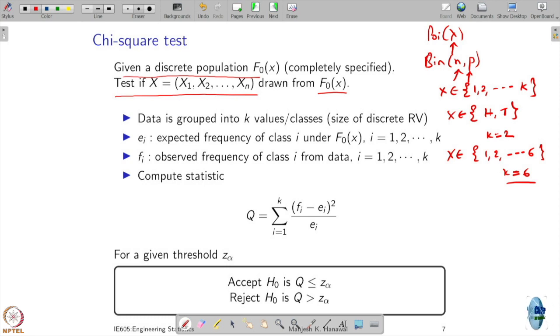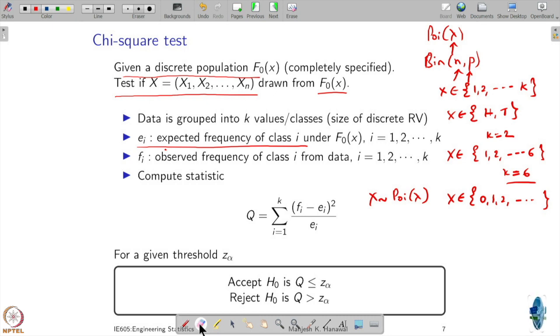Now, what I'll be interested in is the expected frequency of class i. Suppose I have a Poisson distribution. Let's say my x is Poisson distributed. Now I know that x is going to take the values 0, 1, 2, 3, like this.